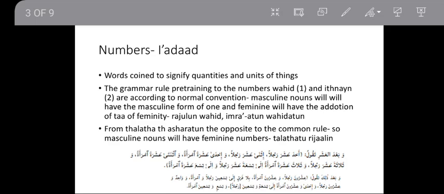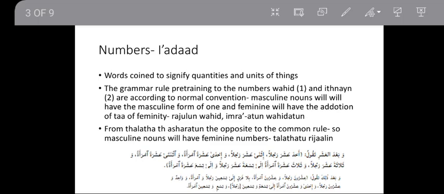However, moving from thalatha, which is 3, to asharatun, which is 10, you will have the opposite of the common rule. So masculine nouns will now have feminine numbers, and feminine nouns will have masculine numbers. For example, thalathatu rijalin, so rijal is the plural of rajul, which means man. To say 3 men, you'll say thalathatu rijalin instead of thalathu rijalin, which you would have thought to be the case. But instead, like we said, you do the opposite. So you'll say thalathu niswatin, 3 women, instead of thalathatu niswatin, right?